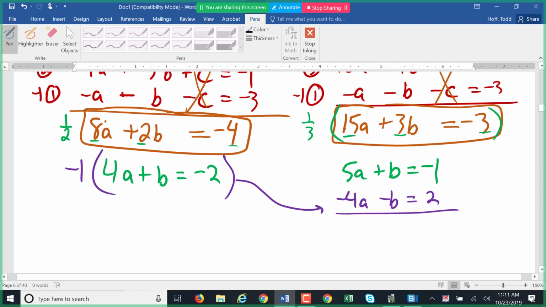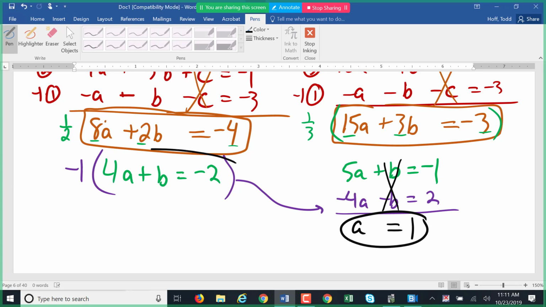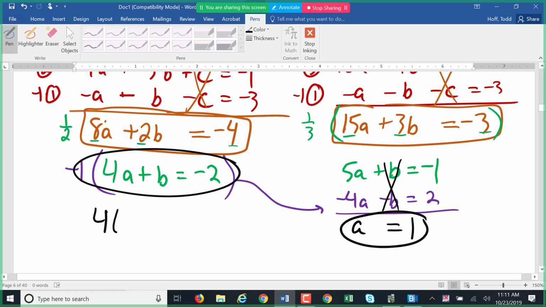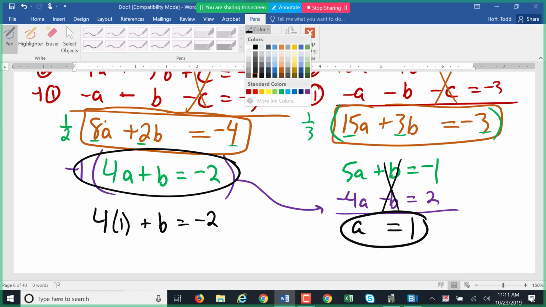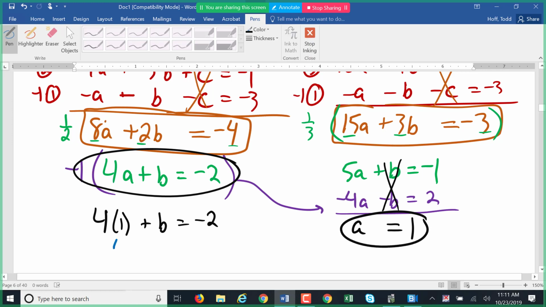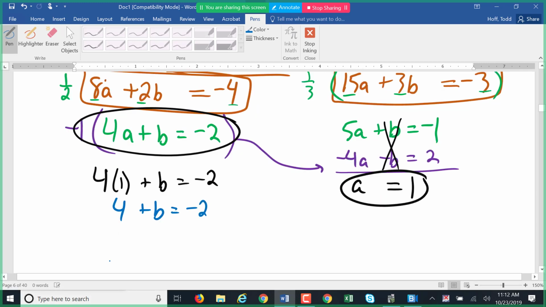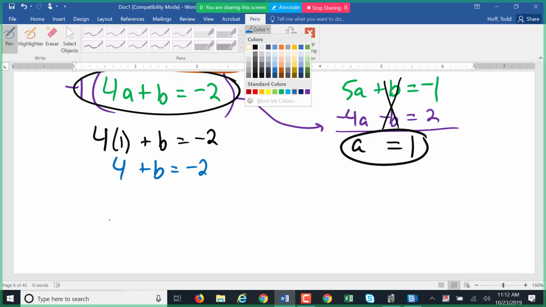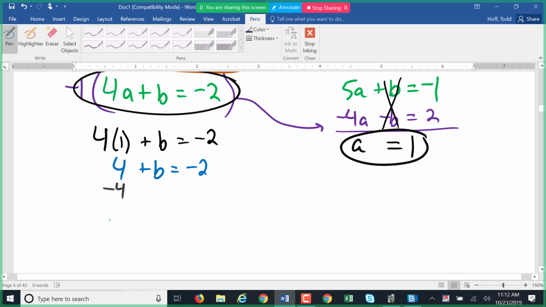5a and negative 4a make a. b and negative b cancel out. Negative 1 and 2 make 1. a equals 1. So I'm going to substitute that back into one of these previous equations. Let's do this one here. So 4a becomes 4 times 1 plus b equals negative 2. 4 times 1 is just going to be 4 plus b equals negative 2. I will solve that by subtracting 4 to get b equals negative 6.